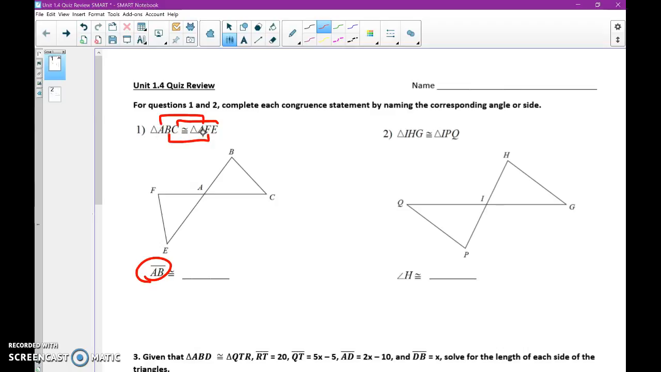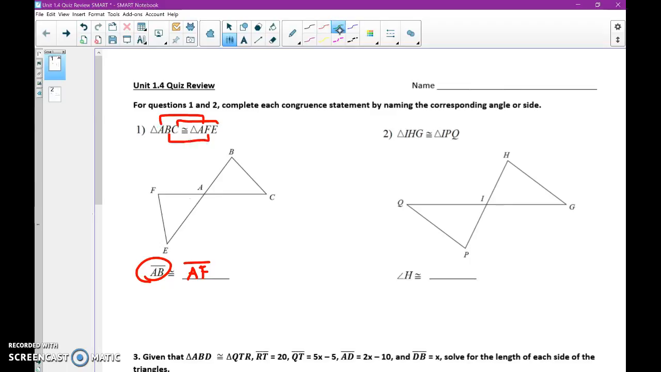A goes with A, so I know the first letter has to be A. B goes with F, so I know that the line AB is congruent to the line AF. Even though it doesn't look like it in the picture, I'm trusting this more than the picture.